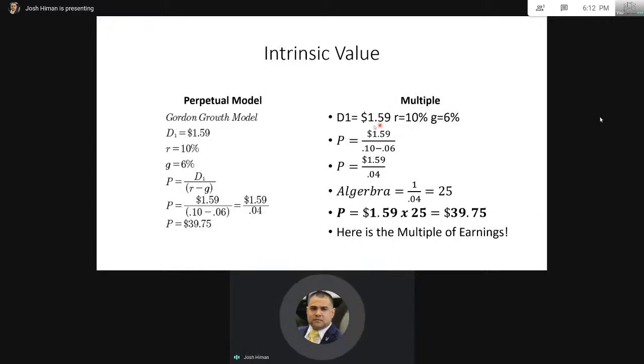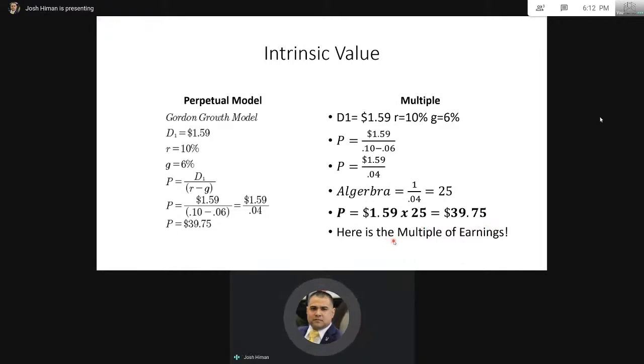We're using the same exact numbers: 1.59, R of 10%, G of 6%. We come down here to the $1.59 over 0.04. And guess what? Through the magic of algebra, we can flip this over. If I take 1 over 0.04, we get 25. If I take 1.59 and multiply it by 25, I get 39.75. This is how we get the multiple of earnings. Somehow this formula is so complicated that we had to flip it over to make it a multiple.